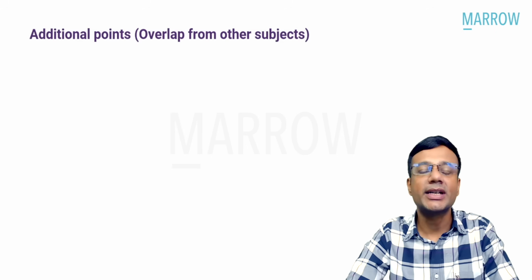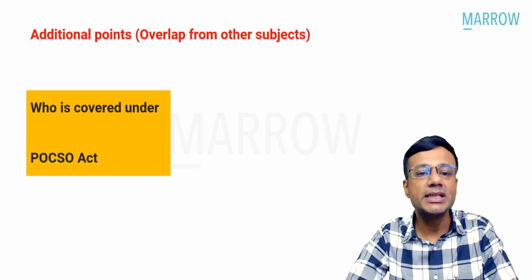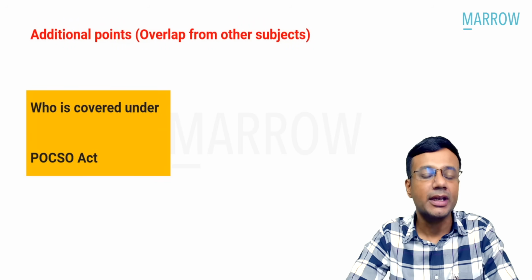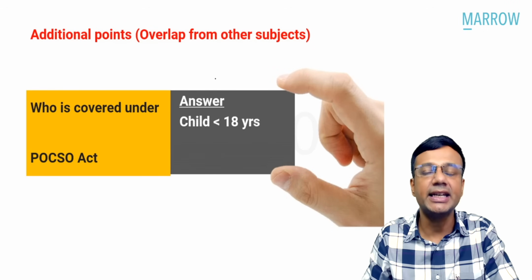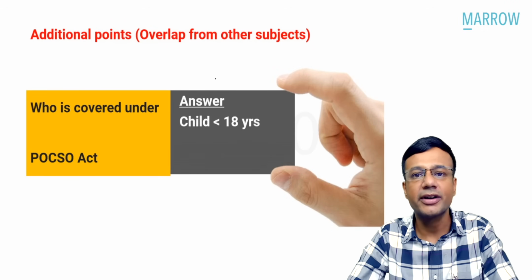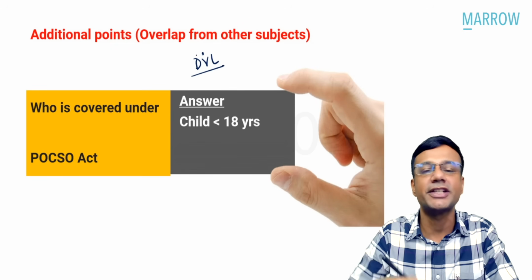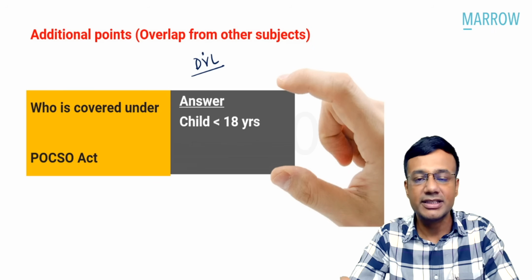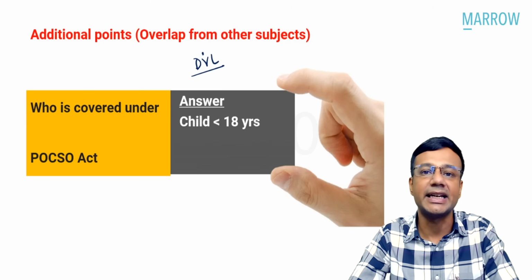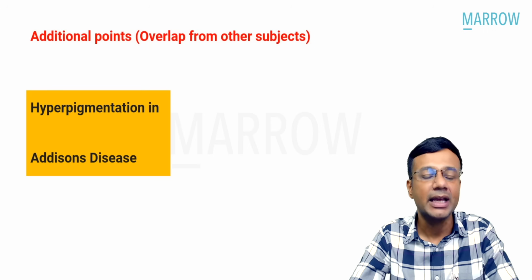Let us now look at some overlap topics. Who is covered under the POCSO Act, the Protection of Children Against Sexual Offences Act? This basically covers a child less than 18 years. How is it related to dermatology? Because we have dermatology, venereology, and leprosy. Under venereology, we often get children with abuse who can have an STI, like genital warts. So every dermatologist knows about the POCSO Act.